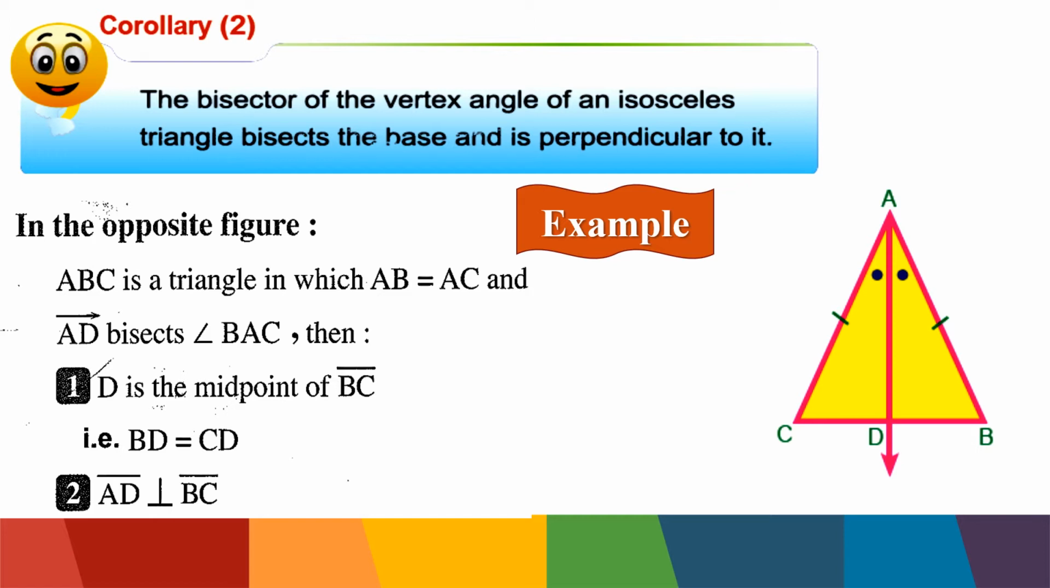So the bisector of the vertex angle of the isosceles triangle is perpendicular to the base and bisects the base. So D becomes the midpoint of BC, so BD equals CD and AD is perpendicular to BC.